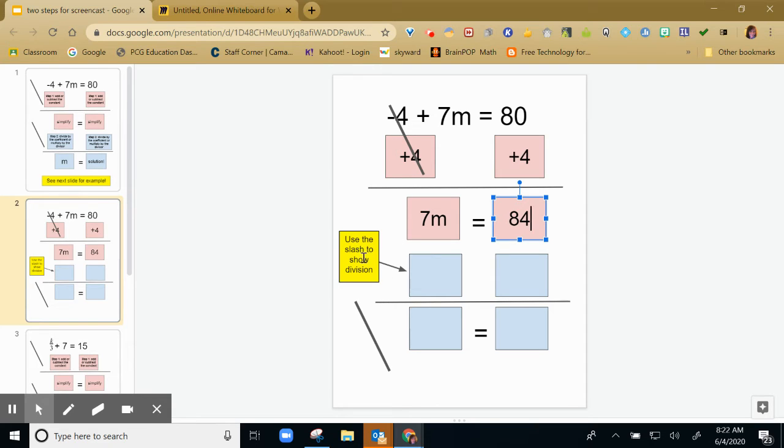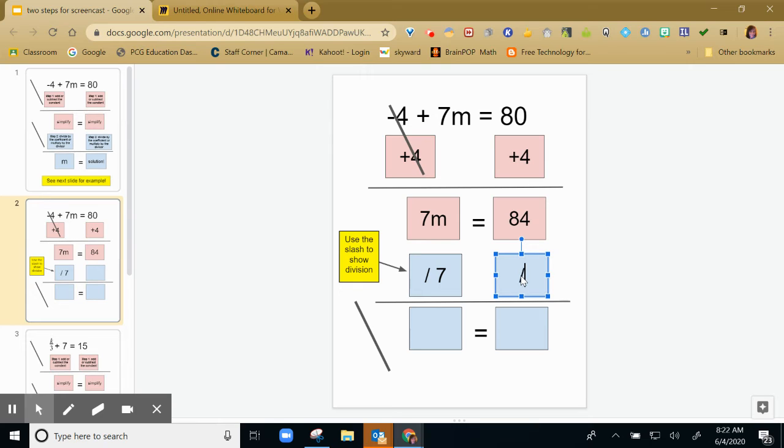Okay, it says here, use the slash to show division. So I know that 7 and m are multiplying, and I'm going to need to do the opposite of that, which is divide. So I'm going to need to divide both sides by 7. And it says use a slash. So I have the slash. It's underneath the question mark on your keyboard if you can't find it. So I'm going to say divided by 7 on both sides.